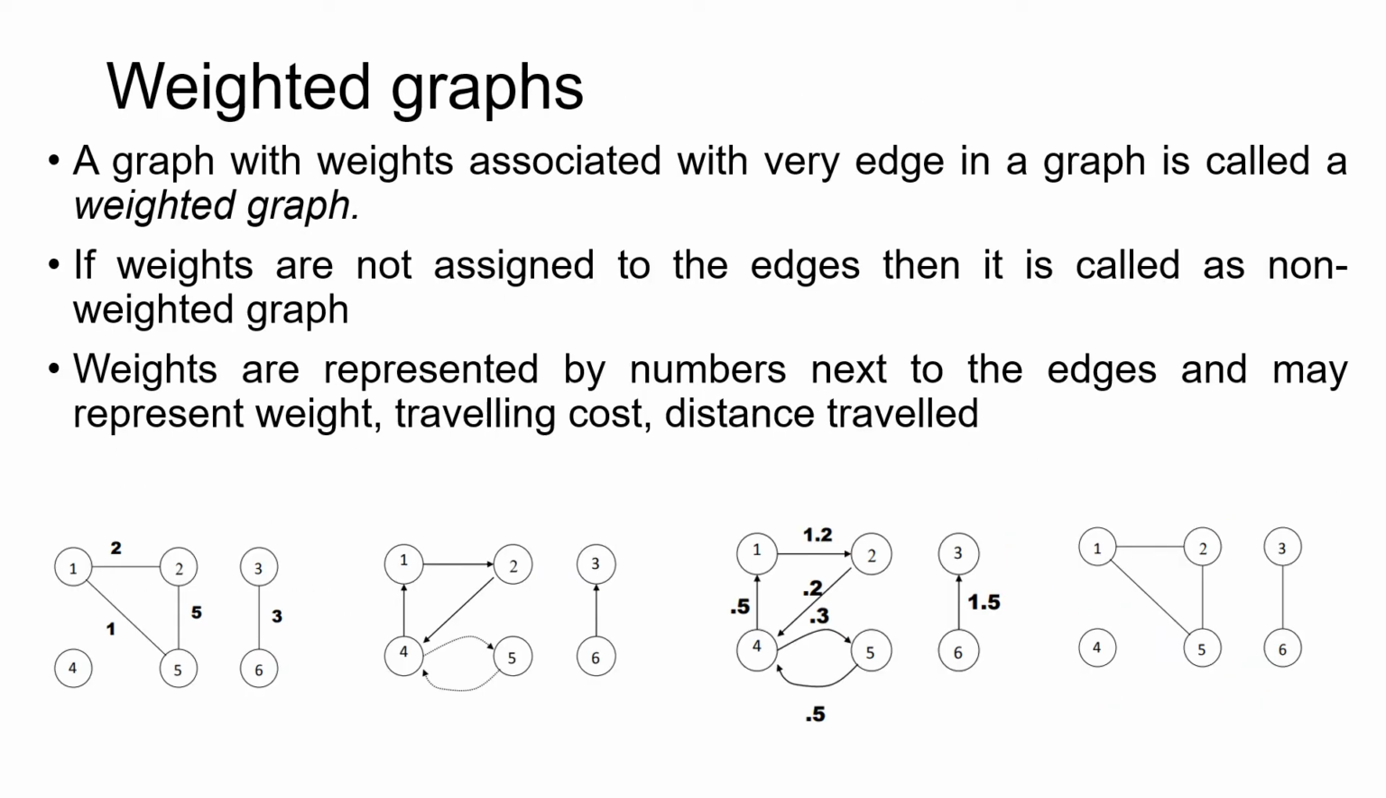A graph, whether it is directed or undirected, with weights associated with every edge in the graph is known as a weighted graph. If the weights are not assigned on the edges, then it is known as a non-weighted graph. The weights may be represented by numbers next to the edges, and they may represent the weight, the traveling cost between the nodes, or the distance traveled.